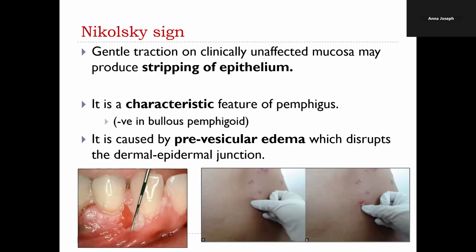Now, coming to the Nikolsky sign, gentle traction or lateral pressure on clinically unaffected mucosa or skin may produce stripping or peeling off of the epithelium. This is a characteristic feature of pemphigus, which is negative in bullous pemphigoid, which is another vesiculobullous lesion, which can be confused clinically for the same. This Nikolsky sign is caused by prevesicular edema, which disrupts the dermal-epidermal junction. The clinical photos show the method in which this test can be done.